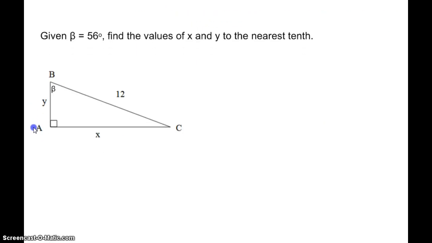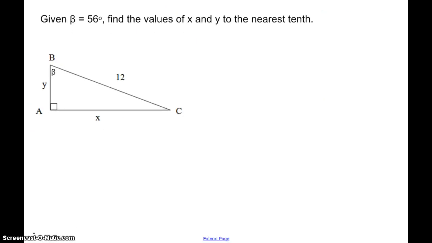Here's another example. I'm going to let you do this on your own, so pause your video and do the work here and come back and check. If angle beta, that's the Greek letter beta, is 56 degrees right here, I want you to find x and y, the side lengths of this triangle. Okay. So pause your video and do that. I'm going to give you the answers here in 3, 2, 1. X equals approximately 9.9 and y is approximately 6.7.